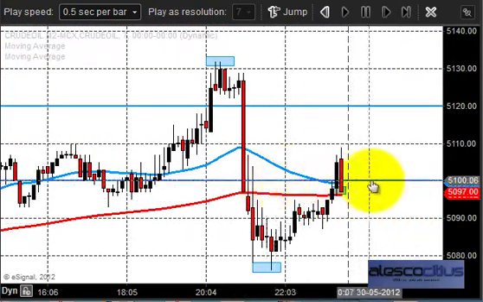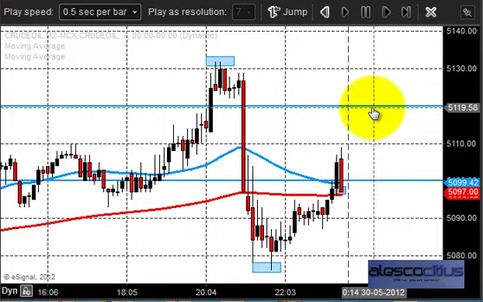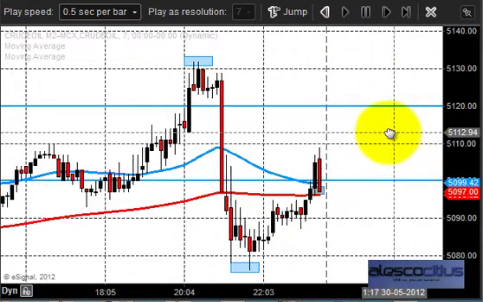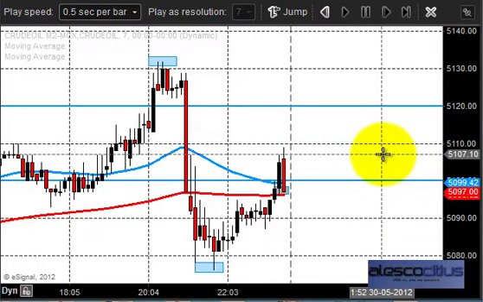We should be very careful with this 5100 and 5120. Please put all your efforts in this zone and watch the market very carefully. So let us see what's going to happen during our trading session.